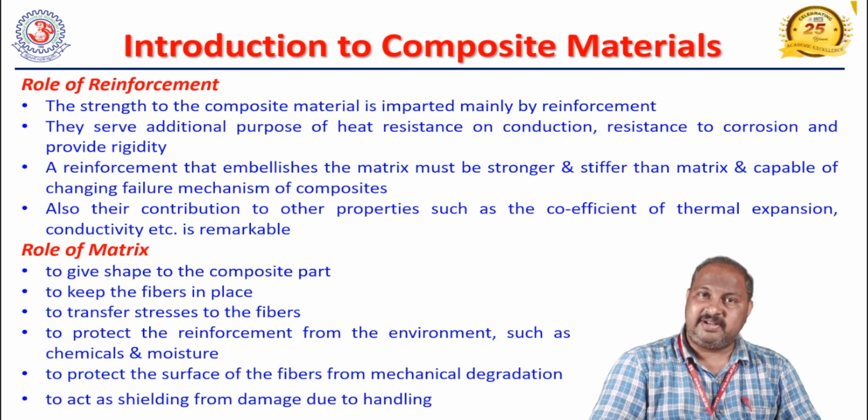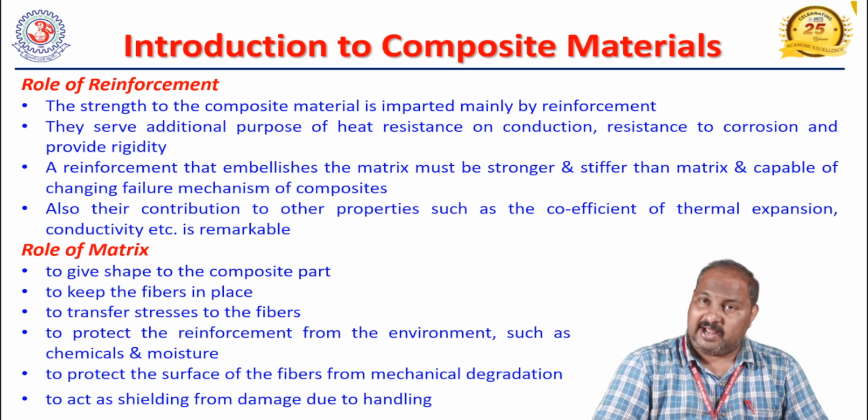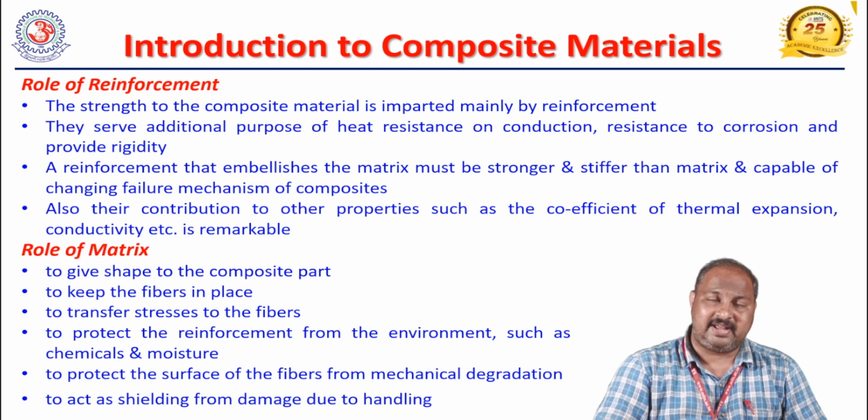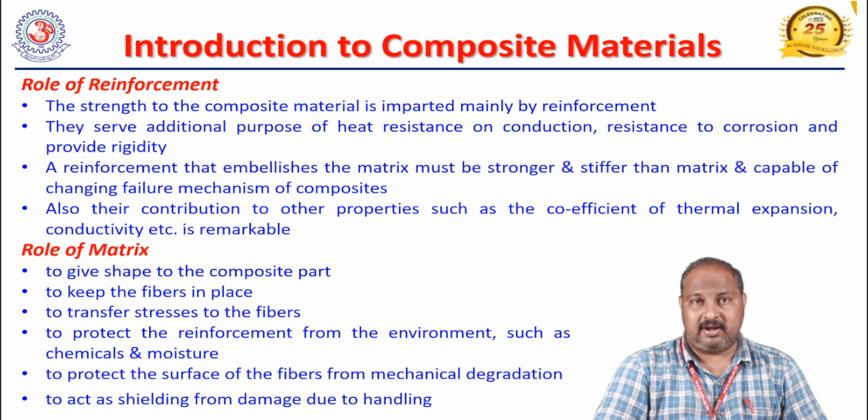The reinforcement that embellishes the matrix must be stronger and stiffer than the matrix and capable of changing the failure mechanism of the composite. Let us take an example of a matrix that is a highly ductile material, for example in metal matrix composites, where base alloys like aluminum are highly ductile in nature.